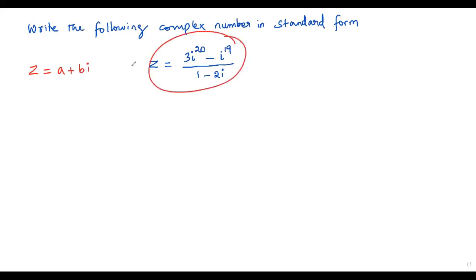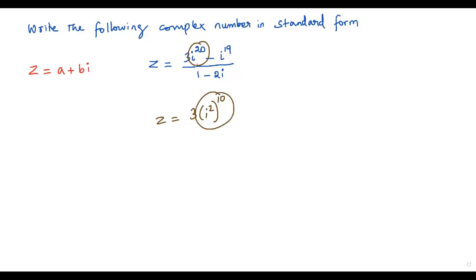To write this complex number in standard form, that is in the form of a + bi, first we have to simplify i to the 20th power and i to the 19th power. Let's do that. z is equal to 3 times... Here we have exponent 20 for i. Since 20 is an even number, we can write i to the 20th power as i squared whole to the power 10, because 2 times 10 is 20.